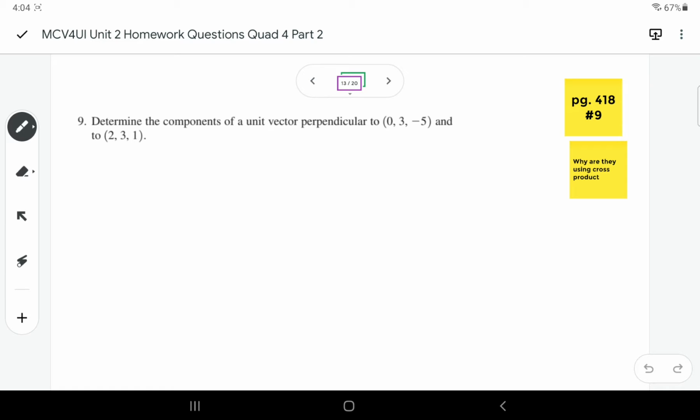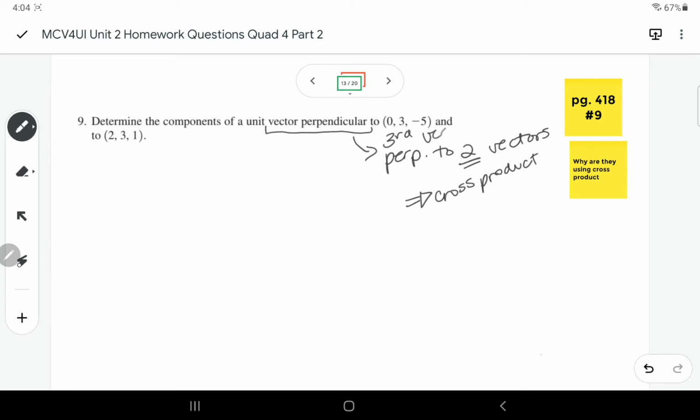The first question here is page 418, number 9. And the question in particular says, why are they using cross product? If we're looking for any vector that's perpendicular to two other vectors, that's the cross product. So if we're looking for a third vector perpendicular to two other vectors, that's going to be the cross product.